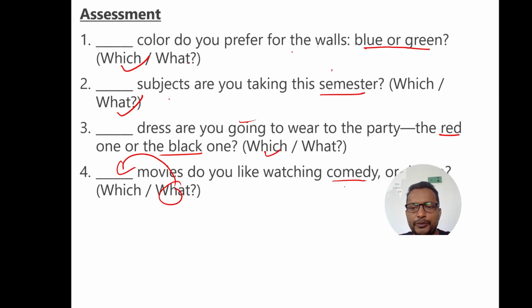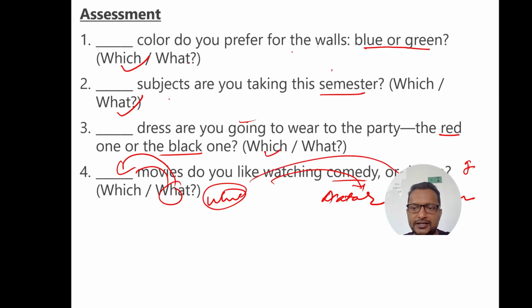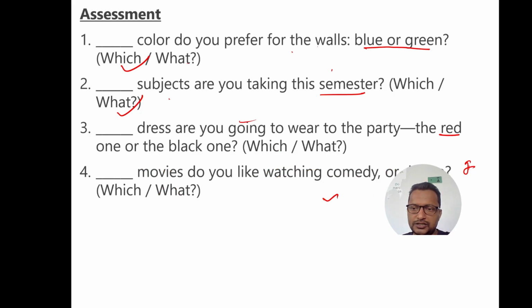Comedy and drama are genres of movies. There could be comedy, drama, fiction, arts, crime, whatever it is. That's why this is "what", because this is not specific. But if you are giving the option, dash movies do you like watching, Avatar or Titanic, for example, then it should be "which". Why? Because you have specific options here, Avatar or Titanic. But if you are given the movie genre, which is not specific, that is "what". I hope you understand this one, right? It was the only tricky part, but apart from that, the rest are good.